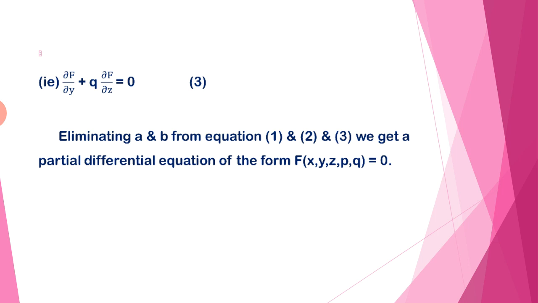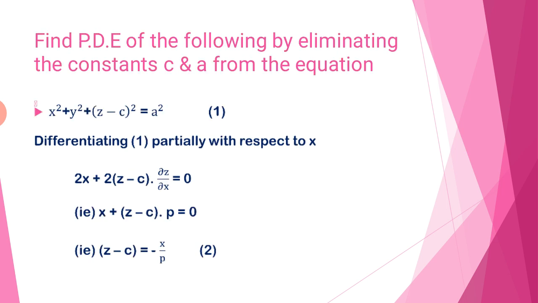Equation 3. Eliminating a and b from equations 1, 2 and 3, we get the partial differential equation of the form f(x, y, z, p, q) = 0. Find the partial differential equation of the following by eliminating the constants c and a from the equation. For example, x² + y² + (z − c)² = a².